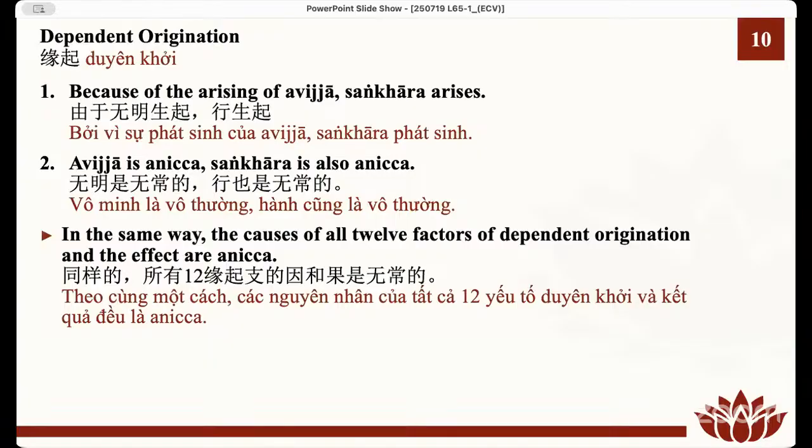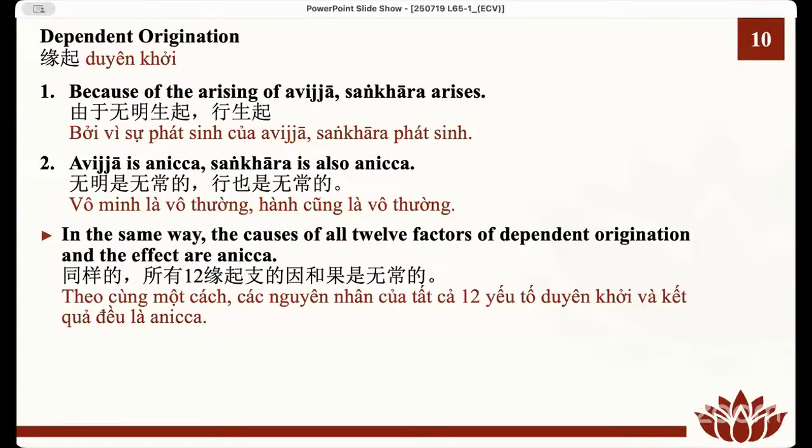The main thing here is that because of the arising of avijja, avijja is also anicca, sankhara is also anicca. This is an example. So in this life, we have accumulated many good and bad karma according to our wish, also caused by avijja, ignorance. Avijja is also a mental process. Sankhara is also a mental process. As avijja is passing away, it is anicca. Sankhara is also arising and passing away in the process. After that, we can also understand anicca, dukkha, anatta.